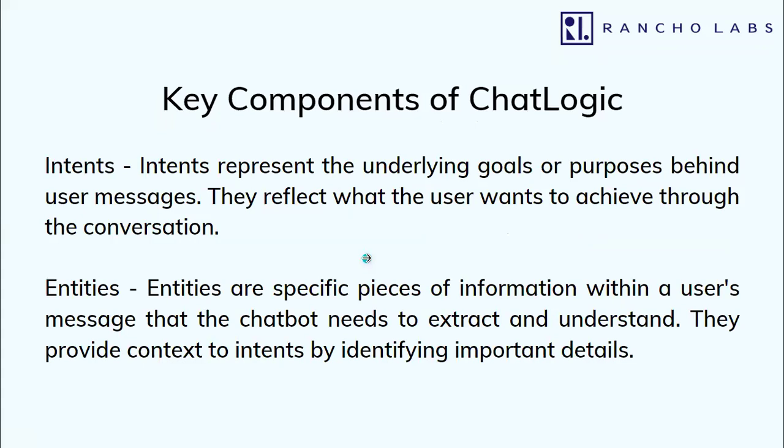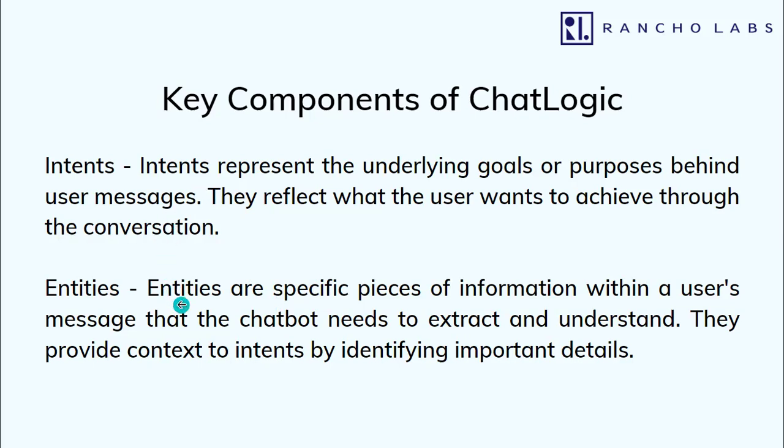First one, intents. Intents represent the underlying goals or purpose behind user messages that reflect what the user wants to achieve through the conversation. In short, we can say it is the goal of the question. For example, what are the weather conditions required to grow a wheat crop? If this is the question I give to a chatbot, what is the goal? We have to know what the weather conditions are. So here the intent, the goal, is to find out the weather conditions. This is the intent. The goal is fixed.